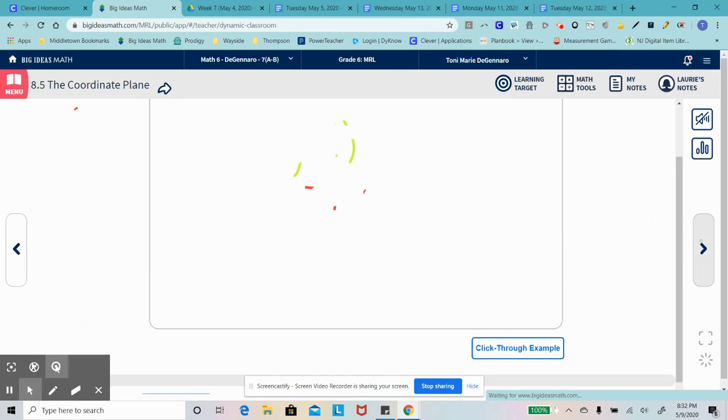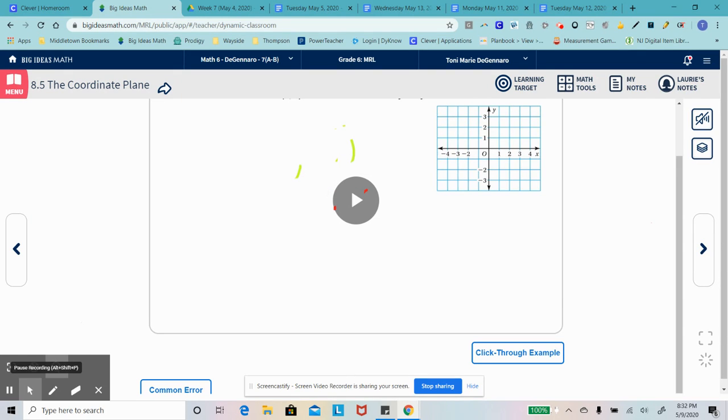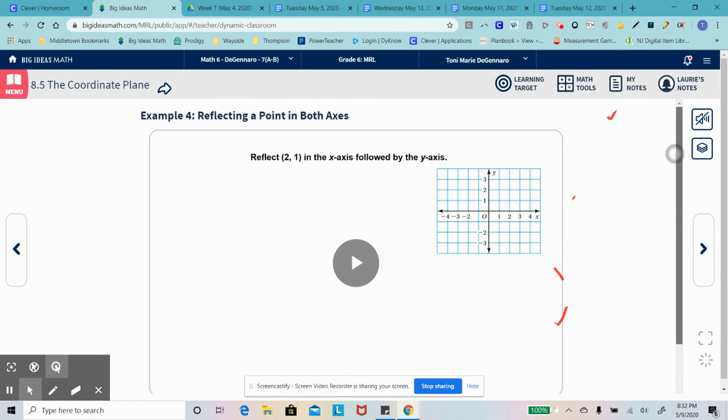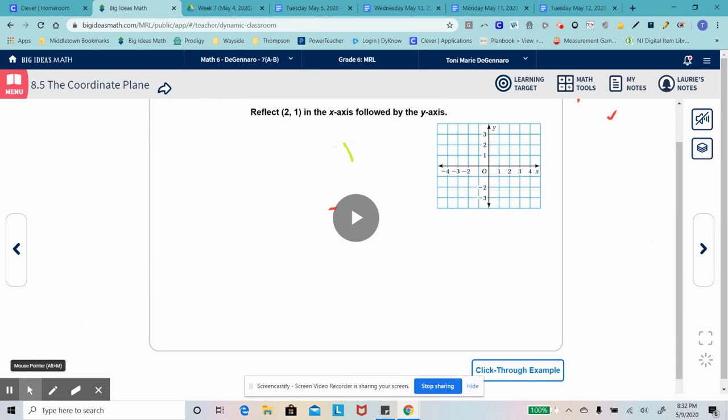Okay, so we are now going to example 4. All right, so I'm going to erase a little bit more here. I don't know why it's still here. All right, and we are going to play example 4, and then we'll do our last set of try-its. Let me just erase a couple more of these. Okay, here we go.